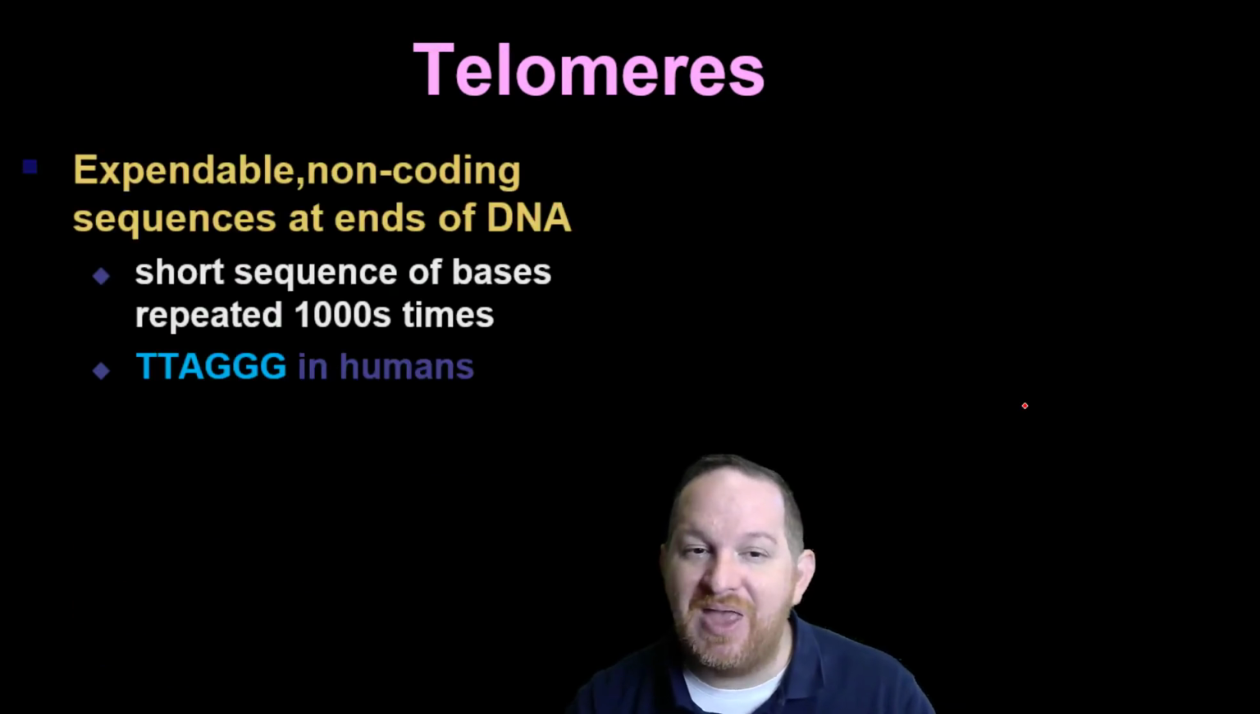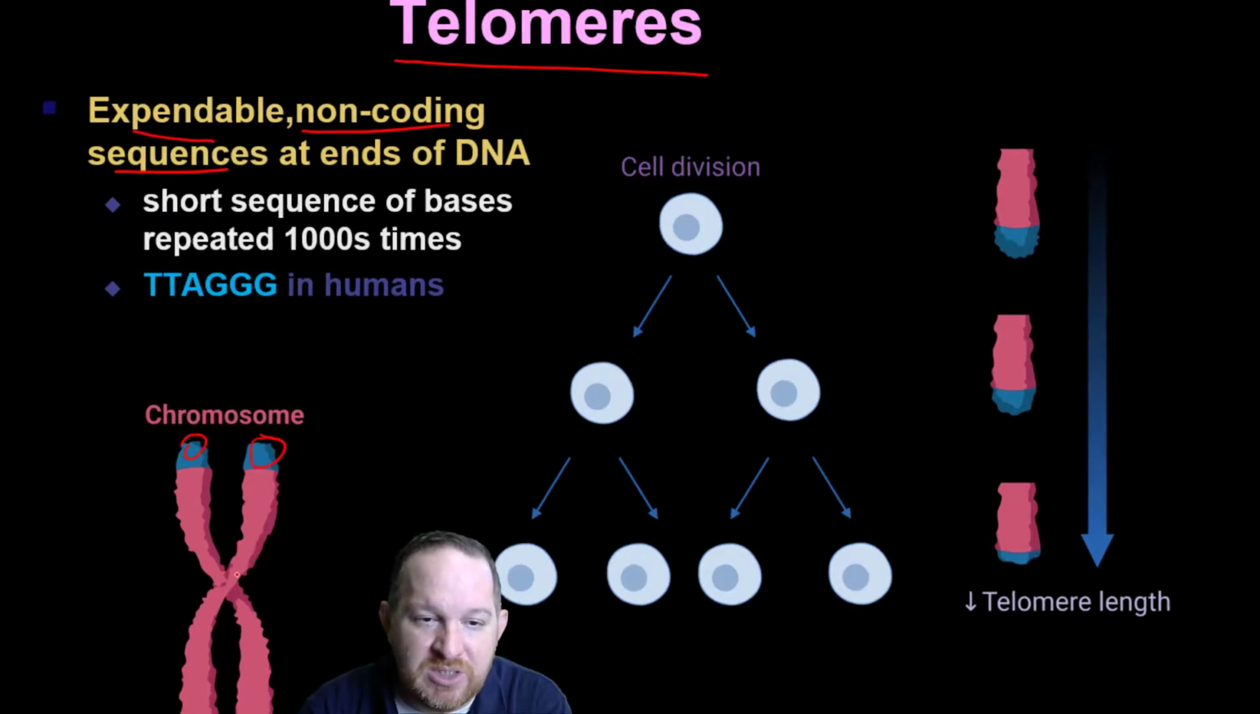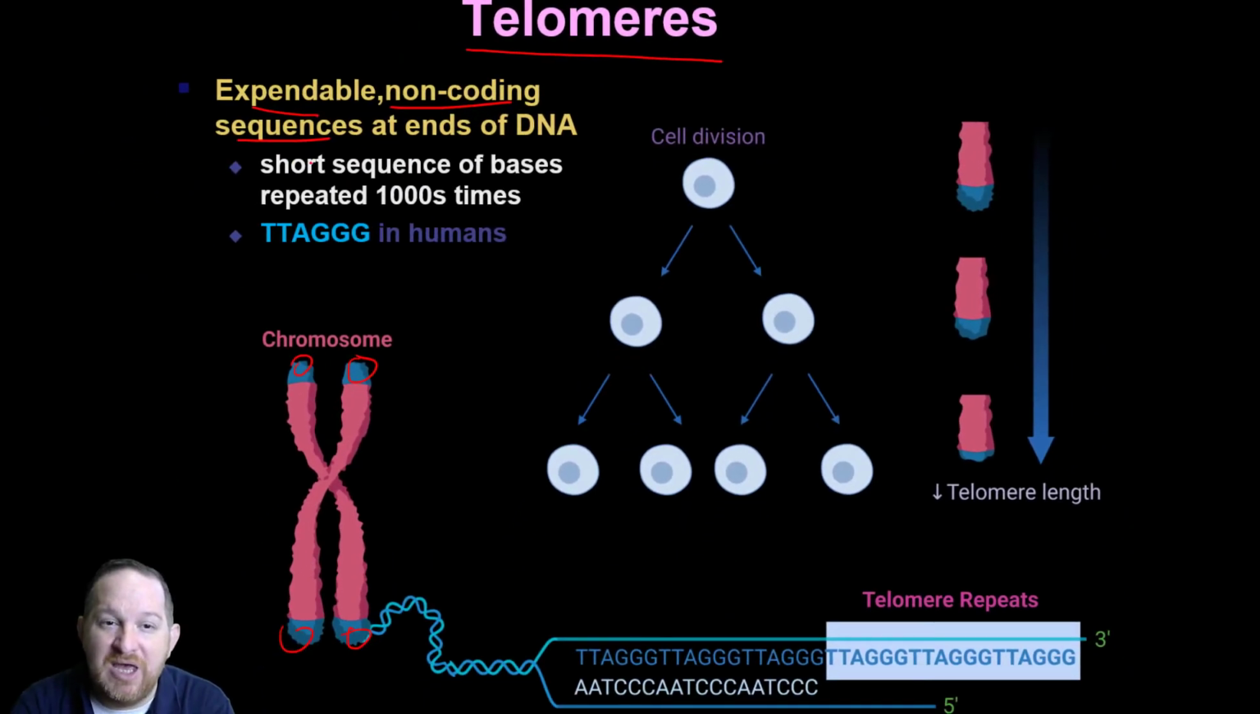But we don't really have to worry when we're young because at the end of all of our DNA are something called telomeres. Telomeres are these expendable non-coding sequences. At the end of your chromosomes are these non-coding sequences. They don't code for anything. It's just sort of like a protective cap at the end. These are short sequences of bases repeated thousands of times, and in humans that code is TTAGGG. So what you see here is TTAGGG, TTAGGG repeated over and over again.